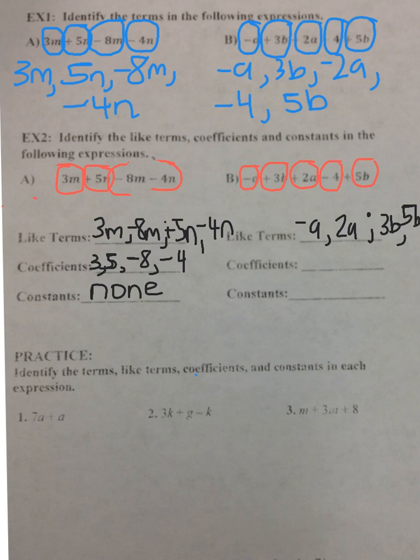Let me fit that. Those are like terms. And then I have this negative 4. There's not another constant, so it doesn't have any like terms with it. Coefficients, the number part attached to the variable.